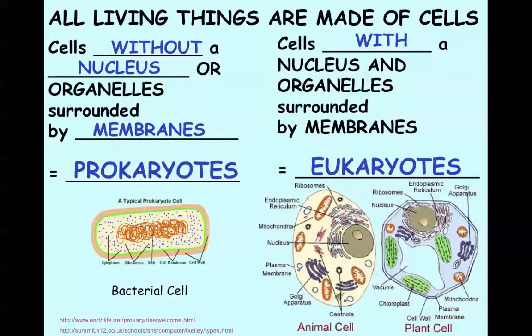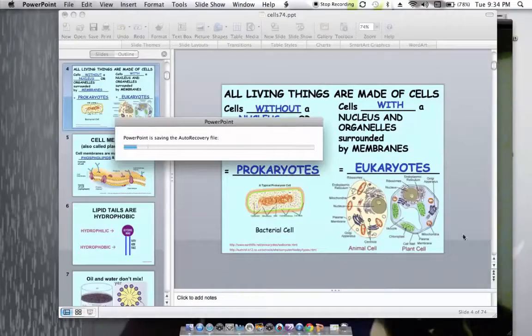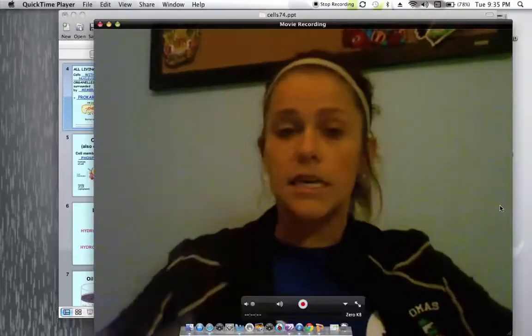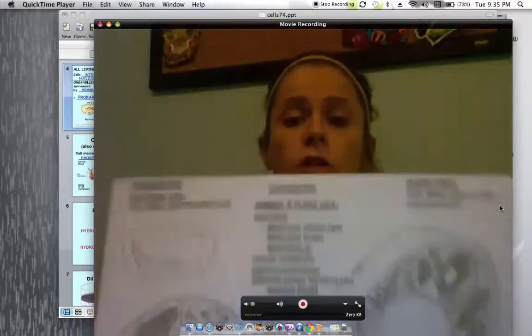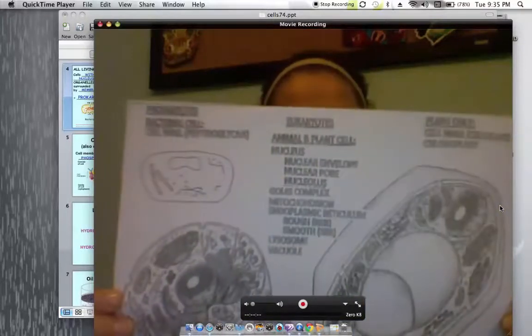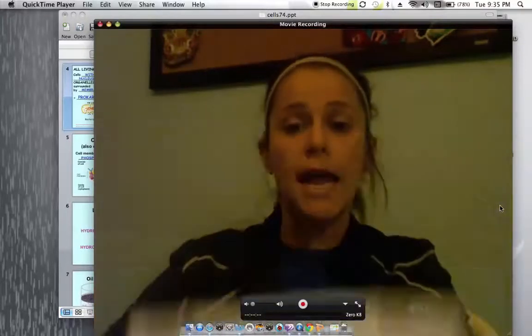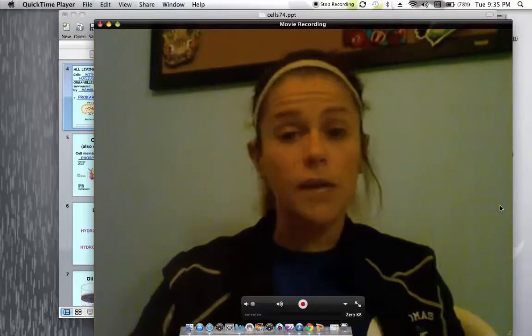Your cells are like this, so your animal cell plus a plant cell are going to be like this. Okay, so the next thing that we need to do is get this sheet out in front of us. It should already be glued into our notebooks. We're going to go ahead and color it, and I'm going to talk about the different functions.